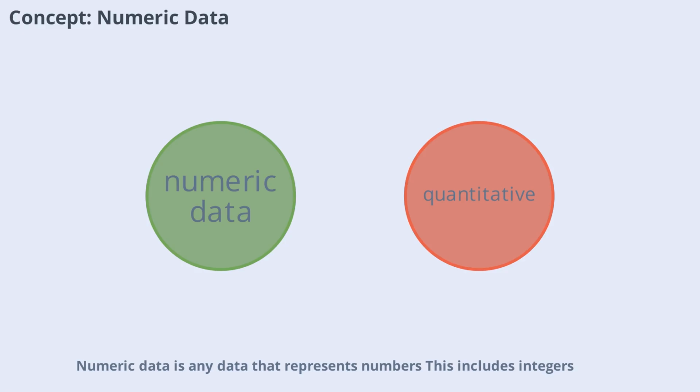Numeric data is any data that represents numbers. This includes integers, decimals, and percentages. Numeric data is essential for calculations, statistics, and quantitative analysis. Recognizing numeric data allows you to apply mathematical operations and uncover trends, making it a cornerstone of data analysis.